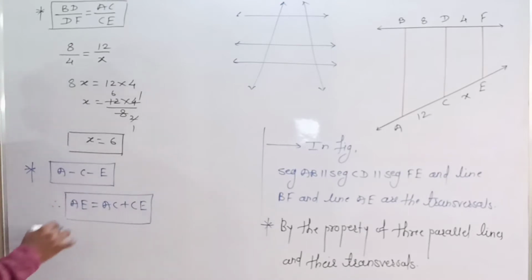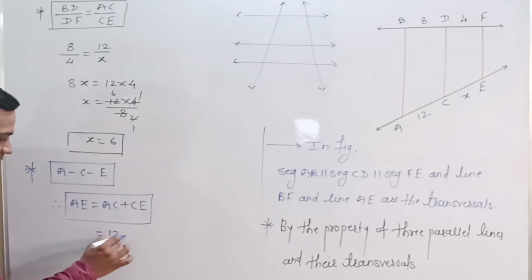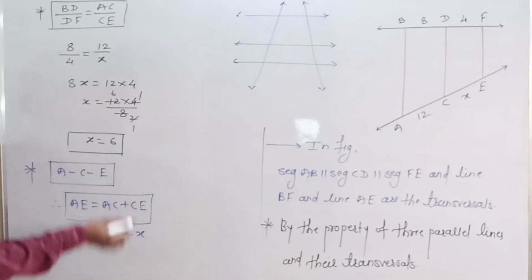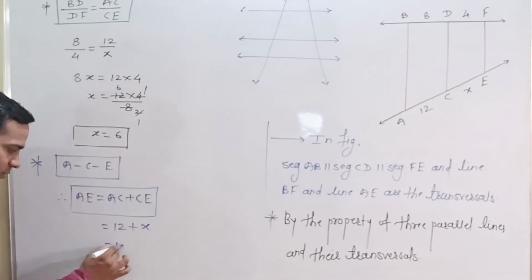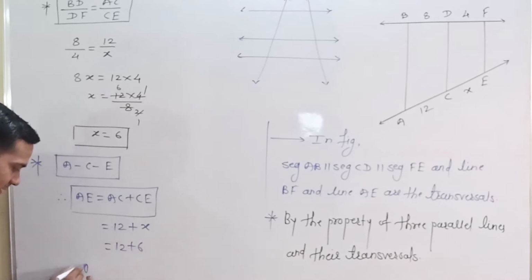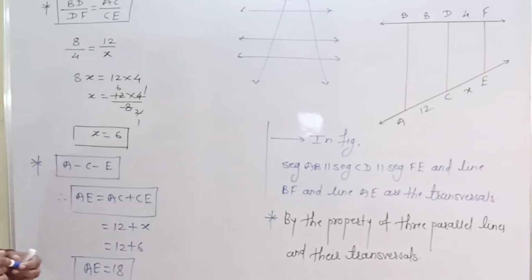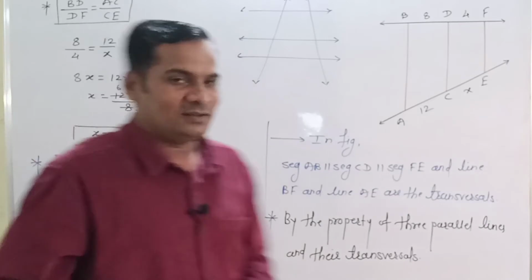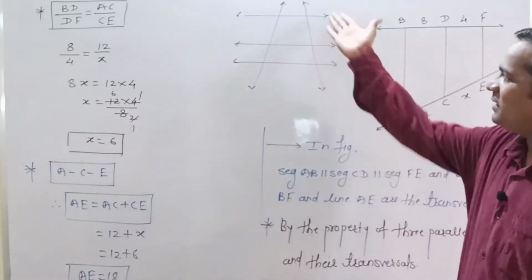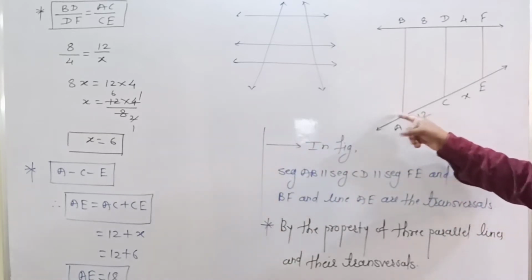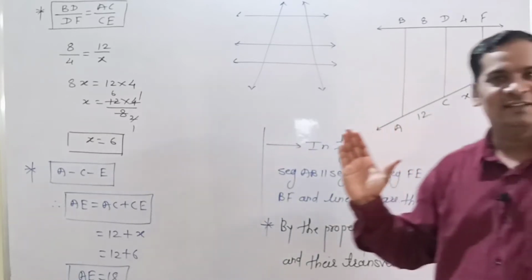So let's put down the values here. AC is equal to 12 plus CE is x, and we just found the value of that x. So 12 plus 6, that means AE is equal to 18. In this way easily we can find out that AE. How simple is this? We can use those 3 parallel lines and their transversal, and we can easily find out the AE. So let's move toward the next question.